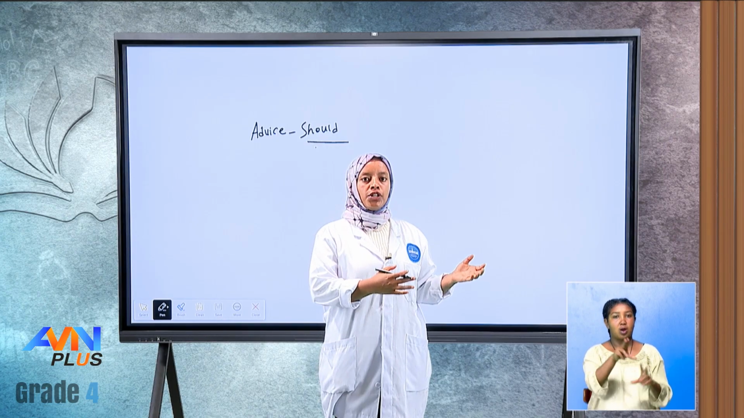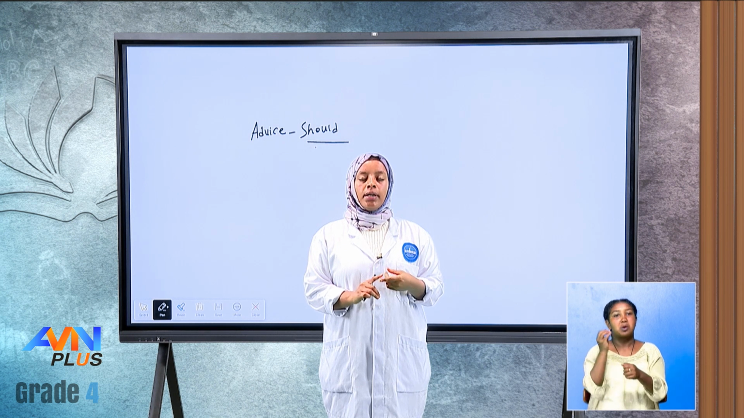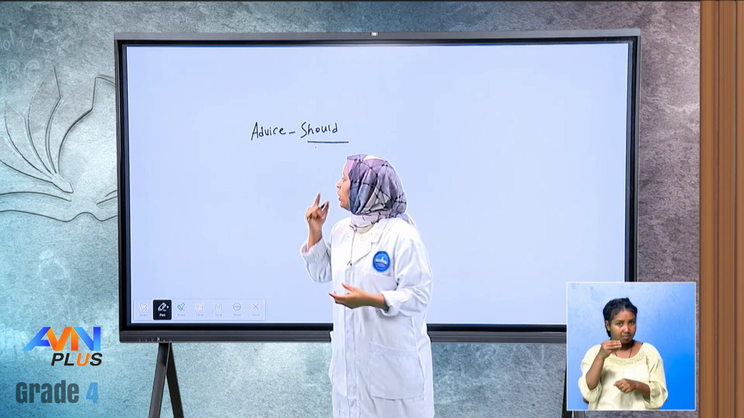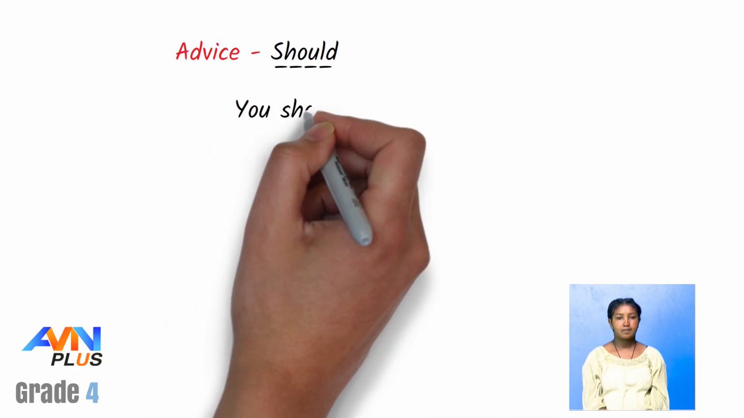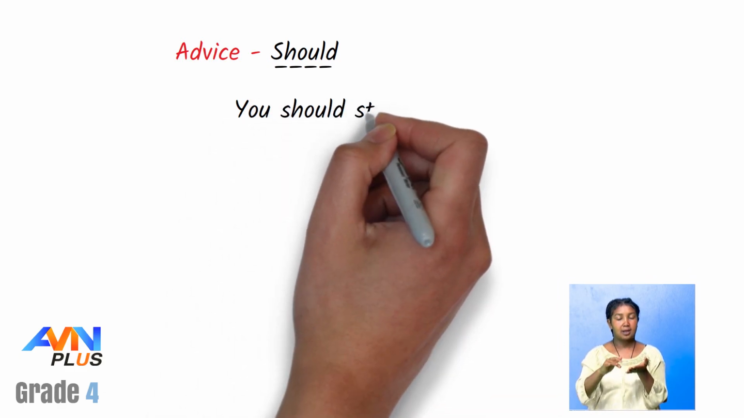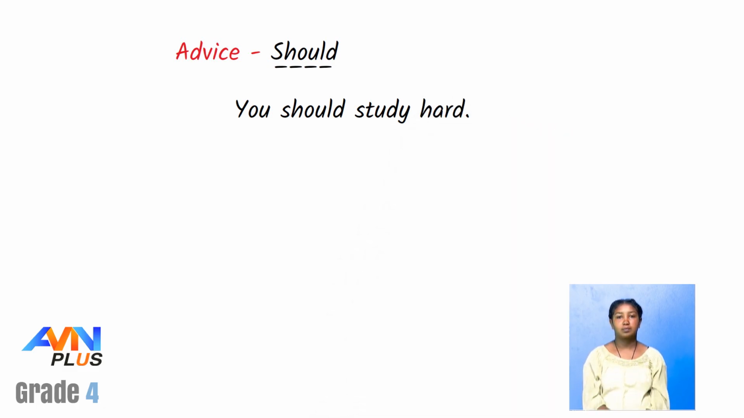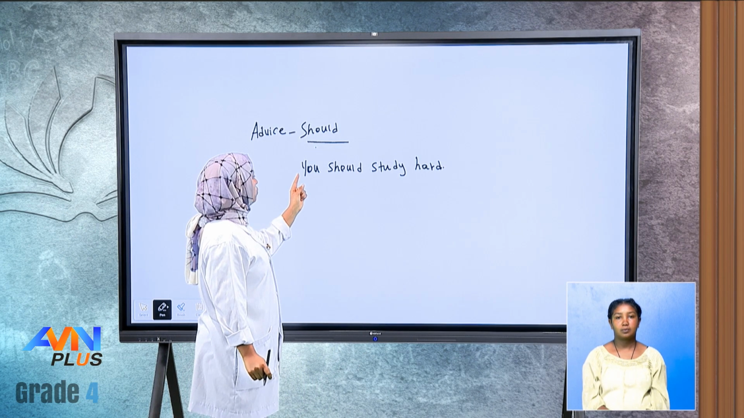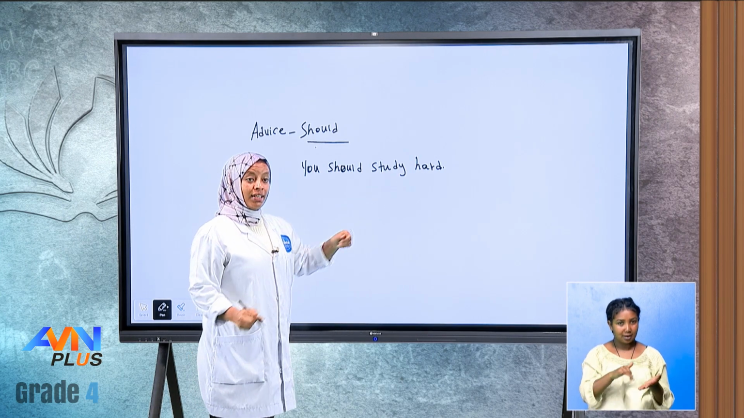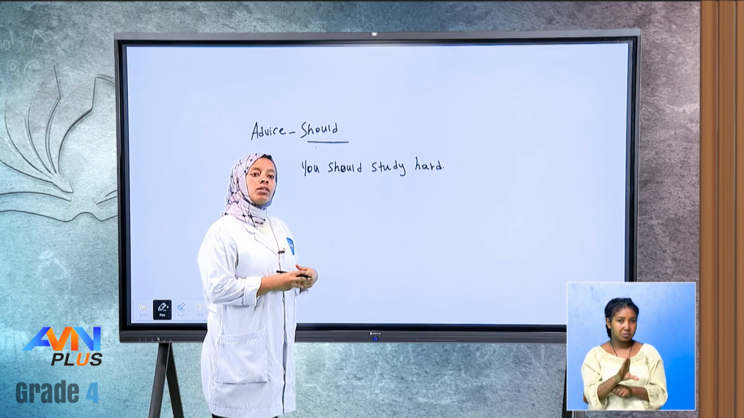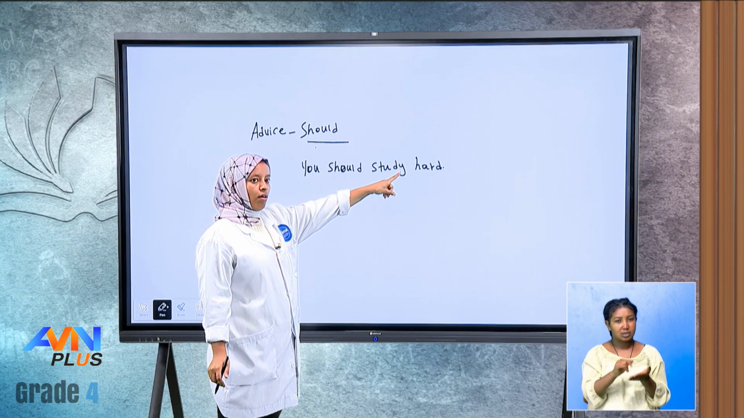You are not punished if you are not doing it. For example, this is also recommendation and suggestion. For example, here we can say, you should study hard. You should study hard. This is advice, suggestion. It can be recommendation. You should study hard.